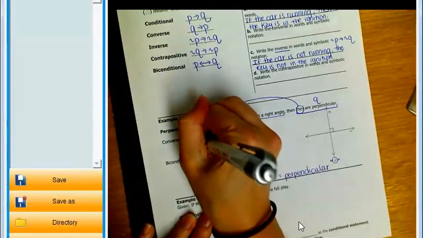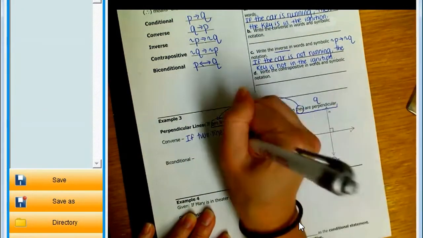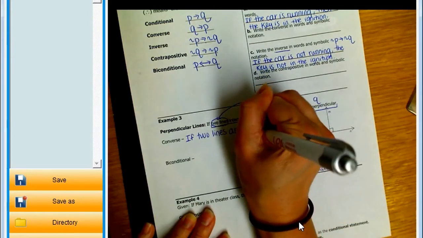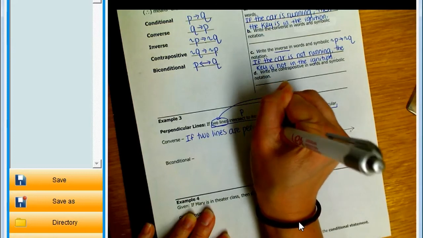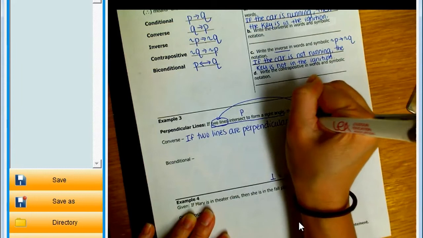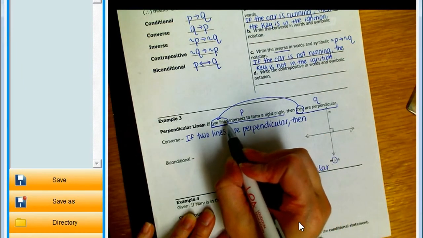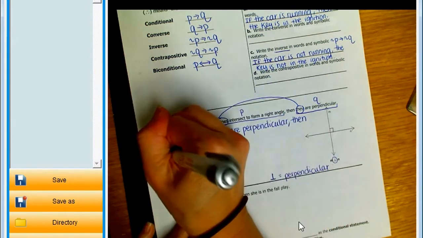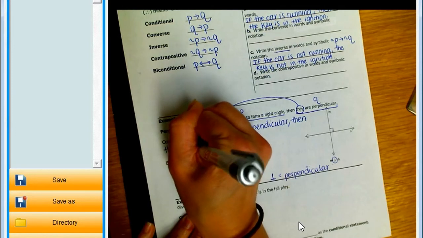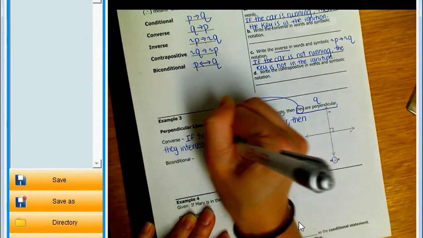Okay, if two lines are perpendicular, then now we can say they. Then they intersect to form a right angle.